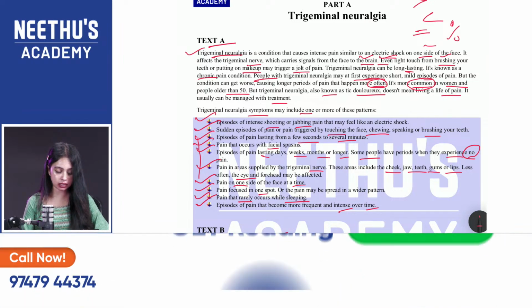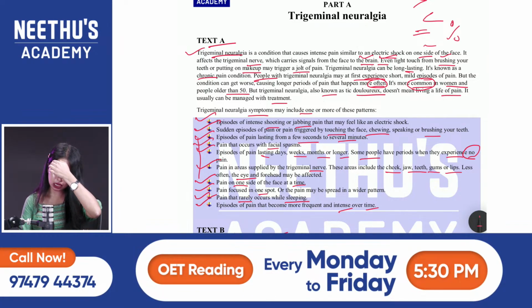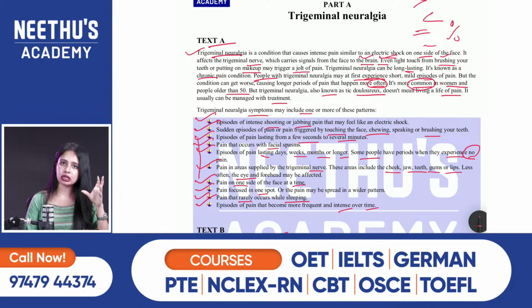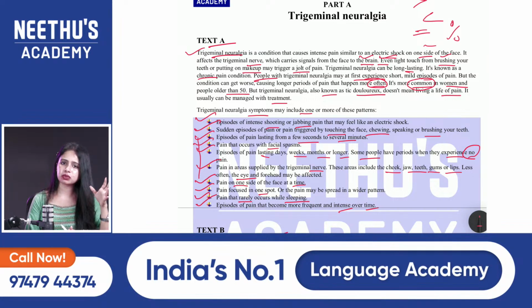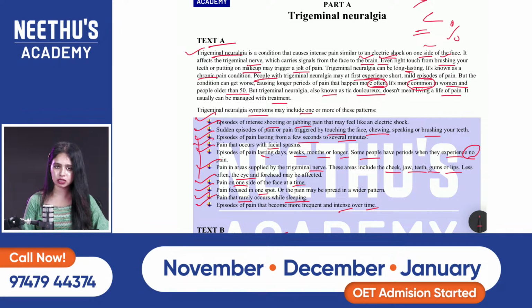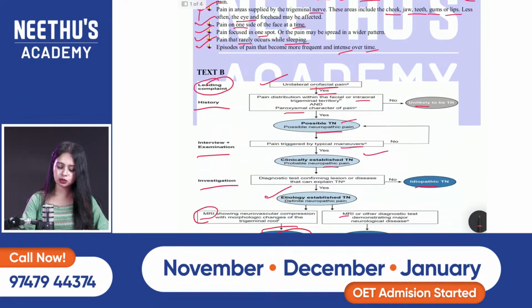Yes, text A, yes, Dhanalakshmi, definition, signs and symptoms. Very good, dear. Likewise, you should have a paraphrased idea in your mind. Just to summarize, text A is all about the definition, plus signs and symptoms, maybe the prevalence. And what about text B?